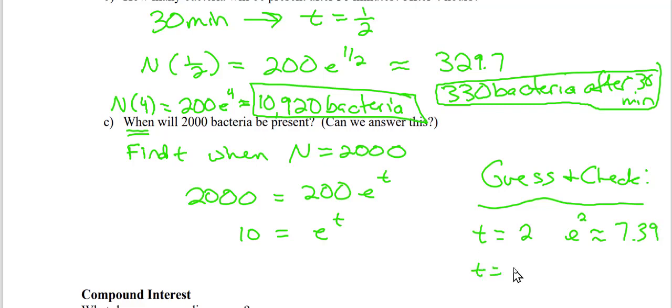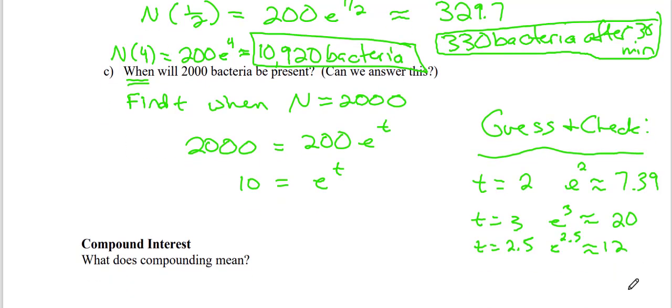I need to go bigger, right? What if I go e to the third? That is going to be approximately 20. Okay, well that's too big, so I want to go somewhere in between. T is 2.5. I'm just throwing these in my calculator, trying to guess and check here. You could do this nicely in the table feature of your graphing calculator that we talked about before. E to the 2.5 is approximately 12. So you could see that we could keep going here, but this is not super sophisticated, right? 2.3.